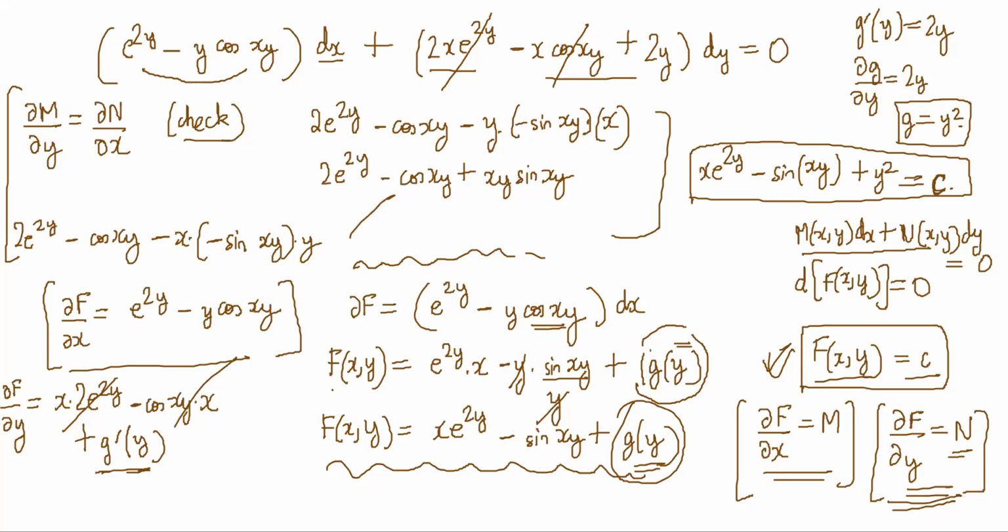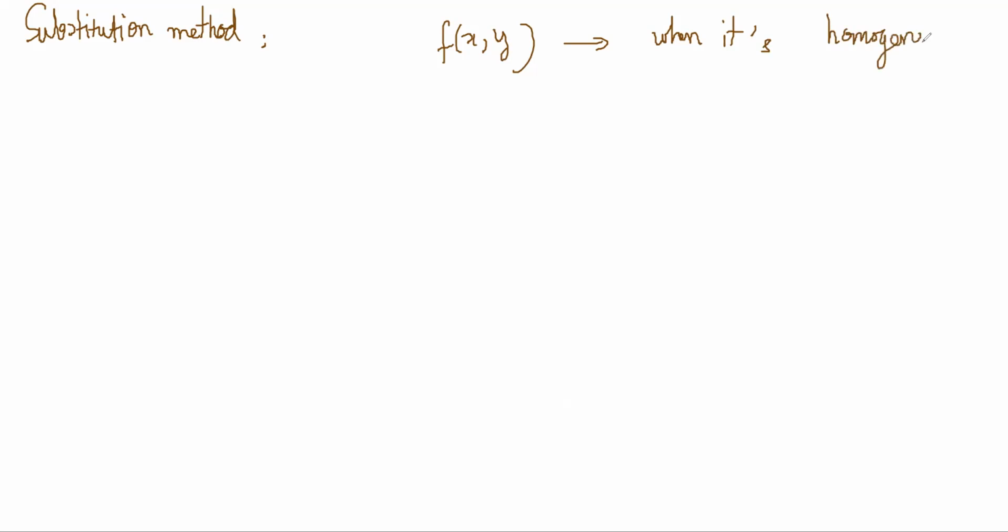Okay, so we'll go ahead to the homogeneous ones, the next section, which is solutions by substitution. Substitution method. So first of all, we need to know what is a homogeneous function. If it's a function in x and y, when is it homogeneous? Homogeneous means basically all the terms of that function have the same degree.